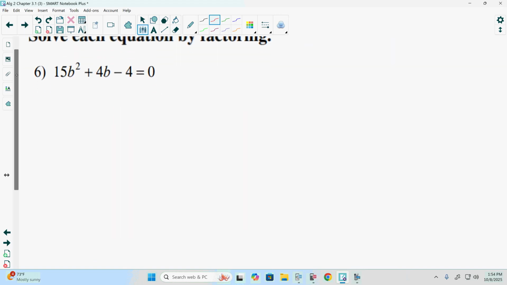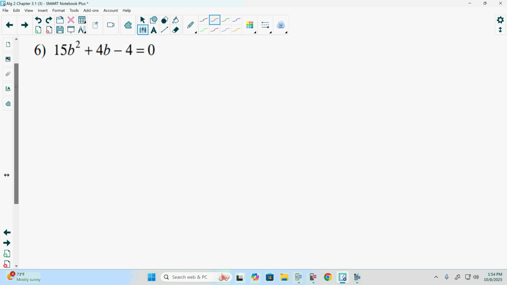We're not going to worry about the 3n squared minus 75 yet. We haven't factored those. We haven't worked with them yet, so we'll leave it. (15b squared plus 4b minus 4). Is there a greatest common factor between these three terms? No. And it is equal to 0, so we're good there. So we'd have two sets of parentheses equals 0.